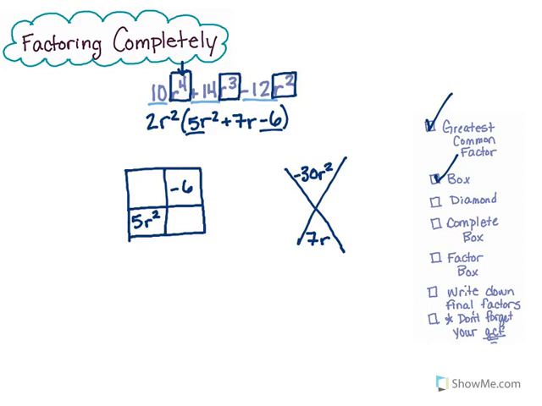Okay, now I think my factors are going to be 10r and 3r. I need to make one of those negative though, so 10 minus 3 is 7. 10 times negative 3 is negative 30. So we did our diamond. We're going to have negative 3r and 10r.